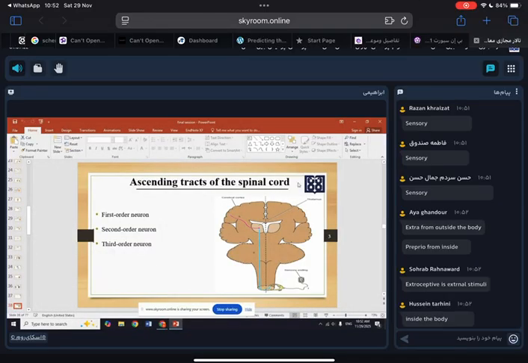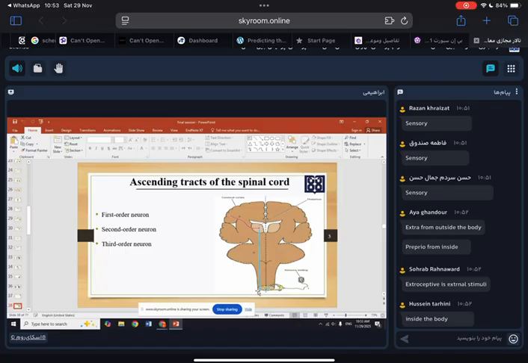You are seeing the ascending tracts of the spinal cord. I told you we have first order neuron, second order neuron, and third order neuron. The first order neuron is the DRG, dorsal root ganglion, which sends dendrites and gets the information from, for example, one part. It comes to the DRG, and after that, the DRG sends the axons into the spinal cord.